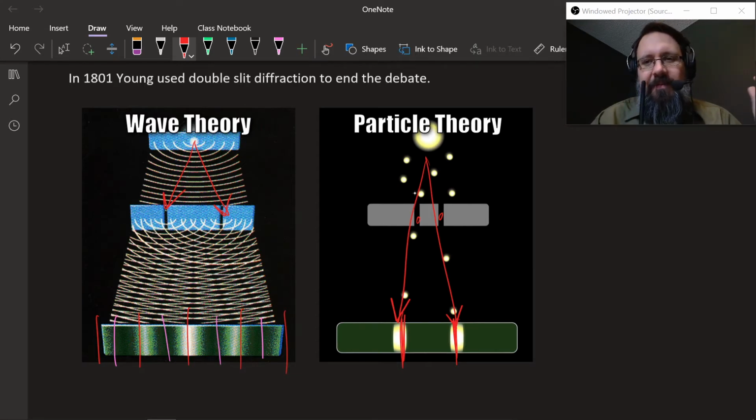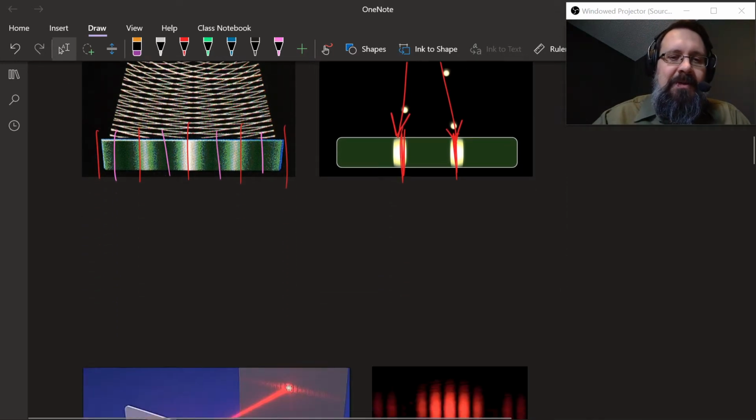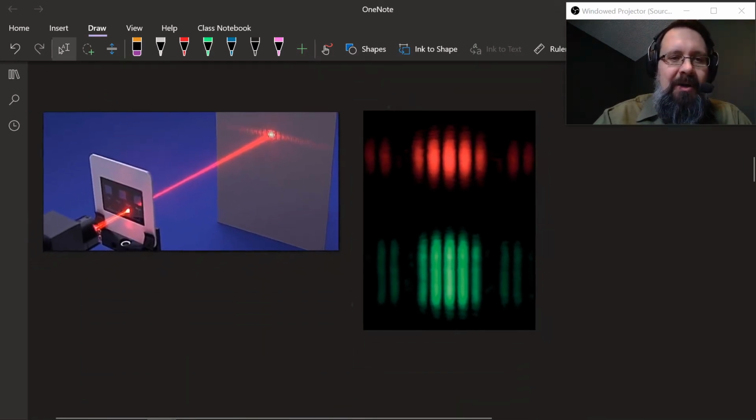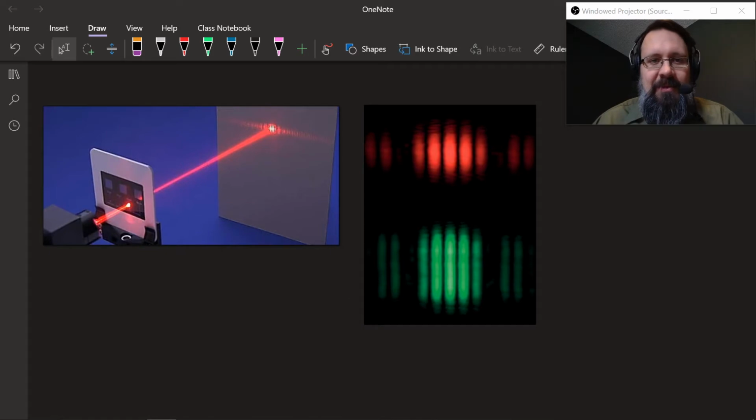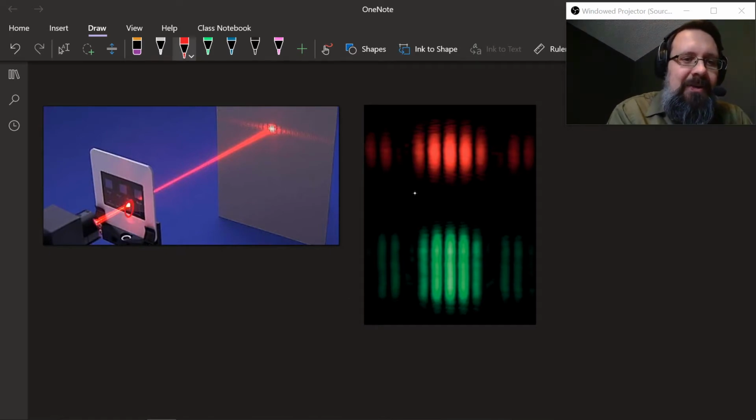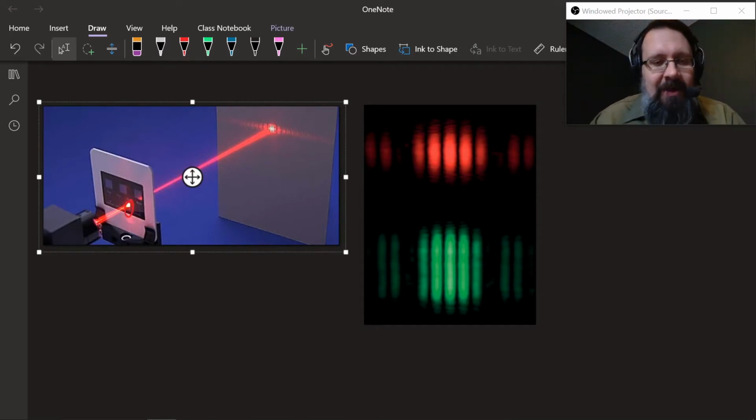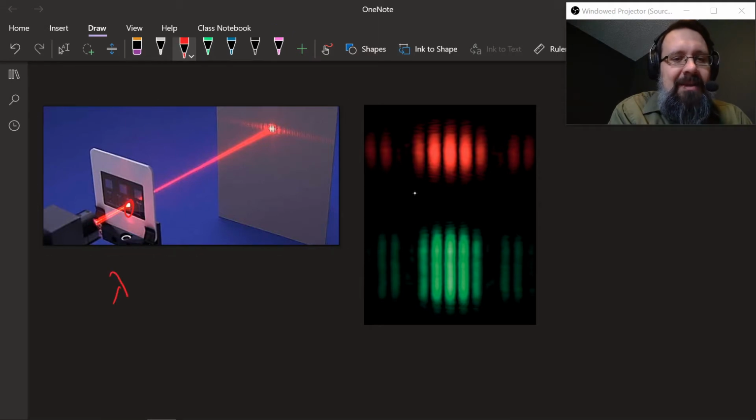So if light is truly a wave or a particle, then one of these two outcomes is going to be observed. And so Thomas Young was the one who figured this out, and he performed the experiment, and here's what he saw. So I'm going to show you a modern reenactment of this experiment using a laser beam. So down here, those are the double slits. They're really, really small because remember that the wavelength of light is on the order of 400 nanometers or so.